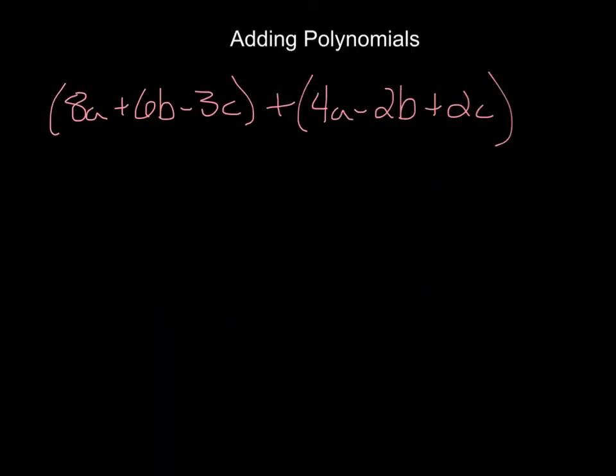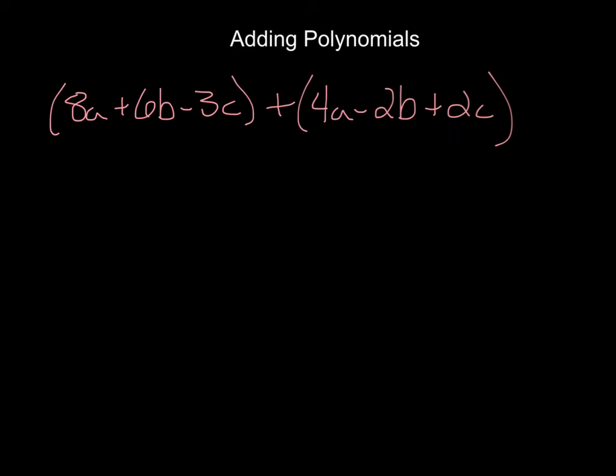All right, now we're going to get into the stuff that you really got to make sure that you know what you're doing with. We're going to start off with adding polynomials. So we have two polynomials, each of them in their own set of parentheses. So all we're doing here is combining like terms. So make sure you do understand what a like term is. We're going to combine the 8a and the 4a, the 6b and the negative 2b. Please watch your signs. Negative 3c and positive 2c.